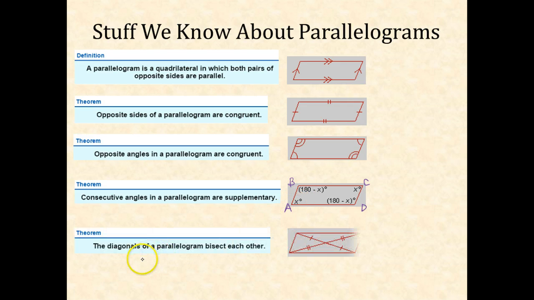And the last theorem is that the diagonals of a parallelogram bisect each other. It's not that they're all congruent. See, this segment is not congruent to this segment, but this segment is congruent to this segment, and this segment is congruent to this segment. So at this point, each one of these diagonals is bisected.